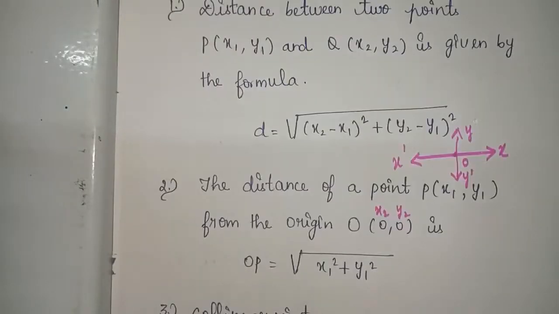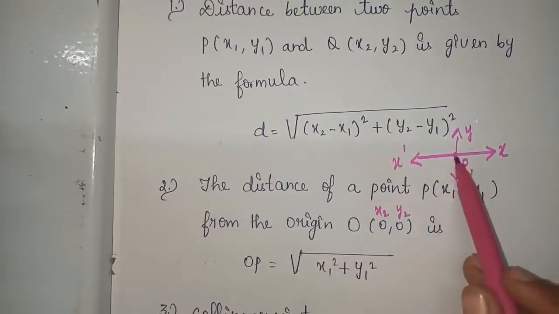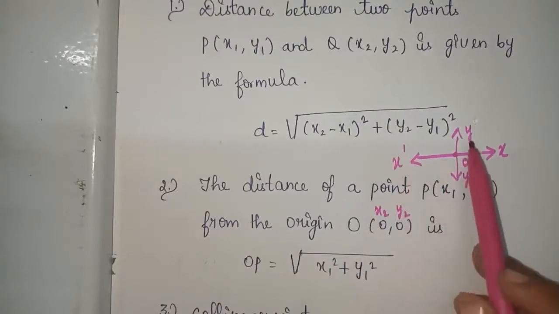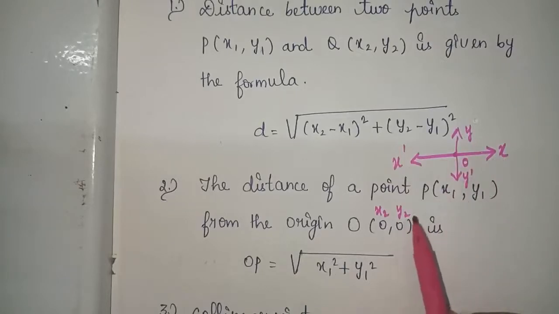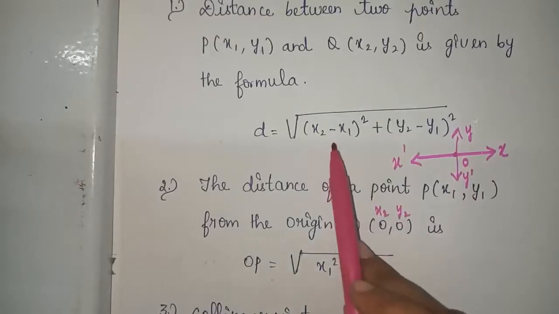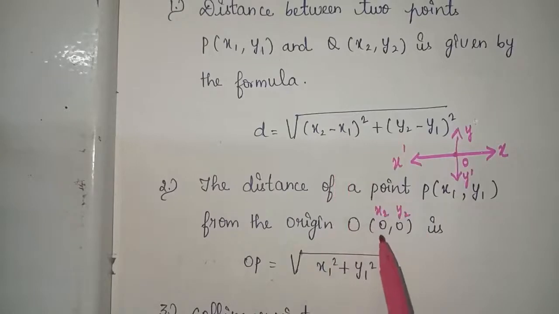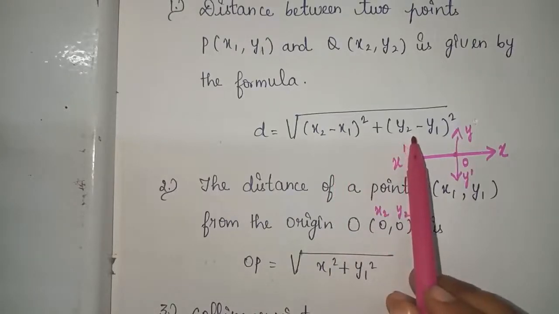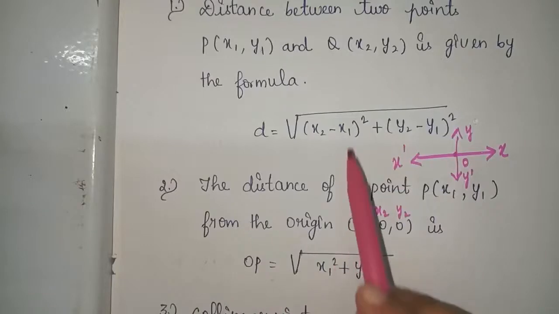Second one, the distance of a point P of x1, y1 from the origin O 0, 0 is OP is equal to root of x1 square plus y1 square. In a graph, this is the origin O and this is x dash, y dash. If you have the point P x1, y1 and this is origin O, this belongs to the value of x2 and this belongs to the value of y2. If we substitute those values in the distance equation, x2 is equal to 0 and y2 is equal to 0, so you get OP is equal to root of x1 square plus y1 square.